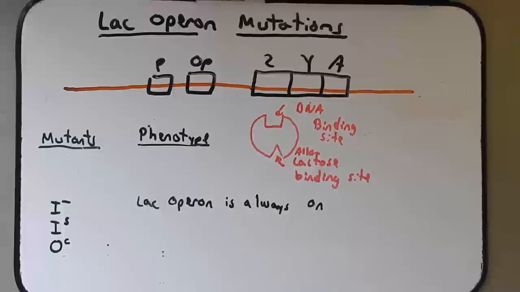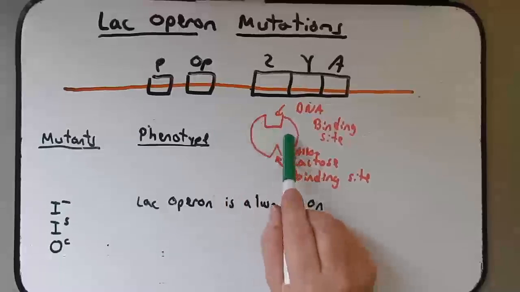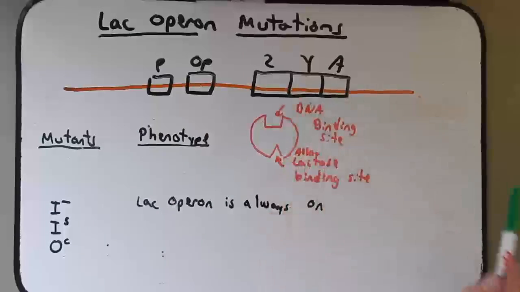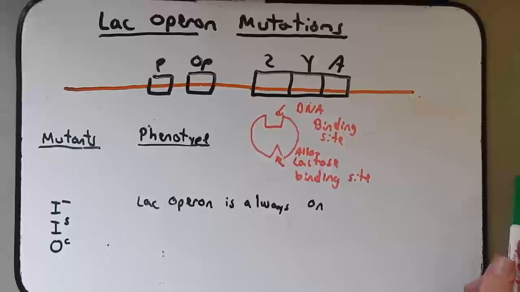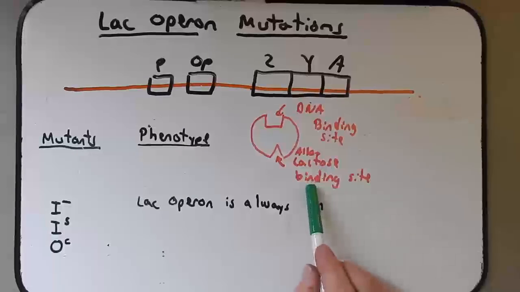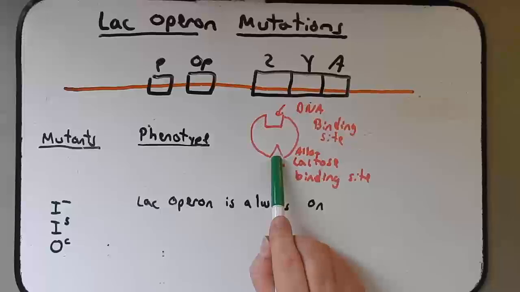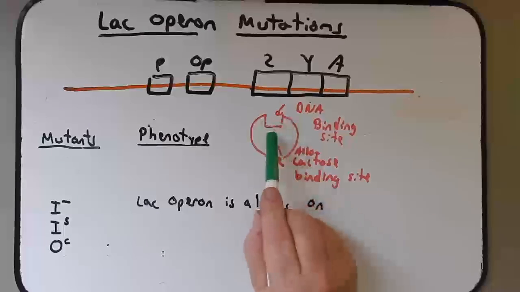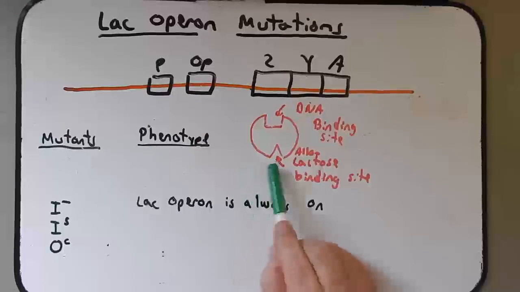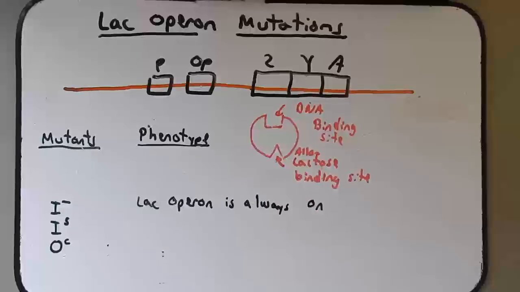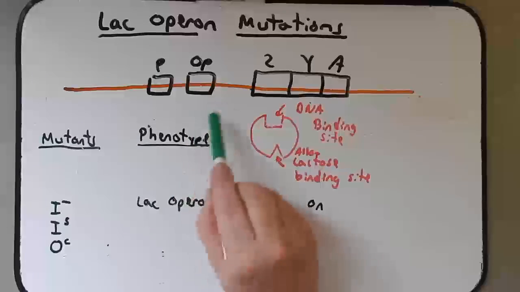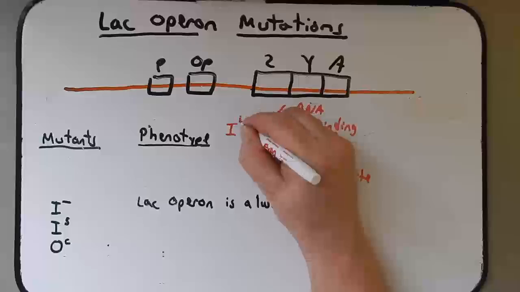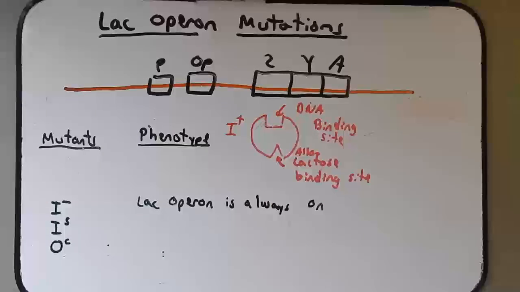So when there is no lactose in the cell, this DNA binding site can bind to the operator to prevent transcription of Z, Y, and A. However, when lactose enters the cell, it's converted into allolactose. Allolactose now binds to this allolactose binding site, causes a conformational change which blocks this DNA binding site, so it falls off. So both of these active sites have to be working properly to regulate these genes. So we might as well call this I plus, the unmutated form of it.